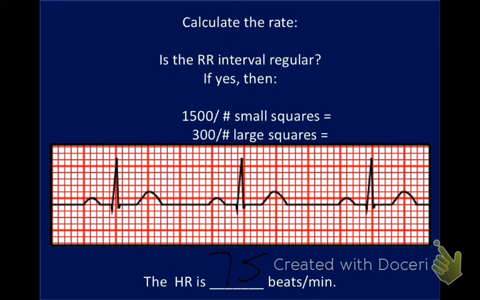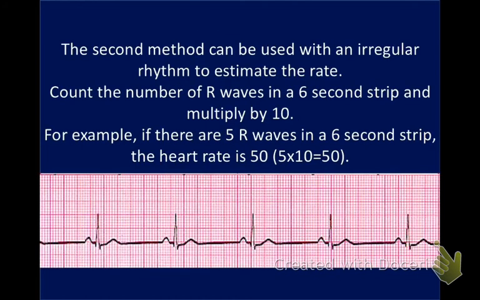When they say 1500 divided by the number, they're talking about if you're going to count 1, 2, 3, 4, 5 small boxes. I'm not counting all those. You can just do the 300 divided by. Okay? Does that make sense? All right. So then you would get 75.